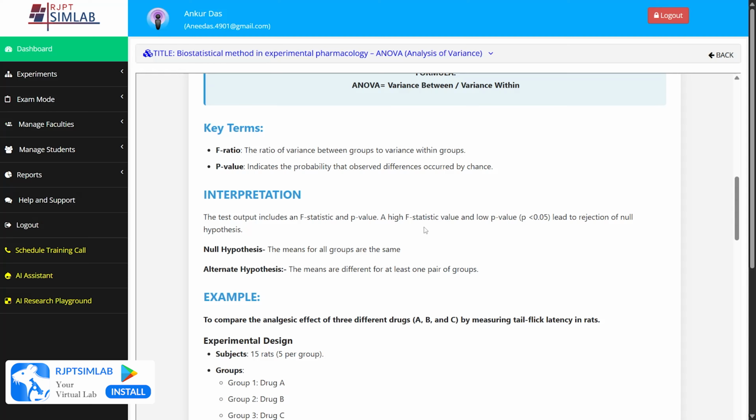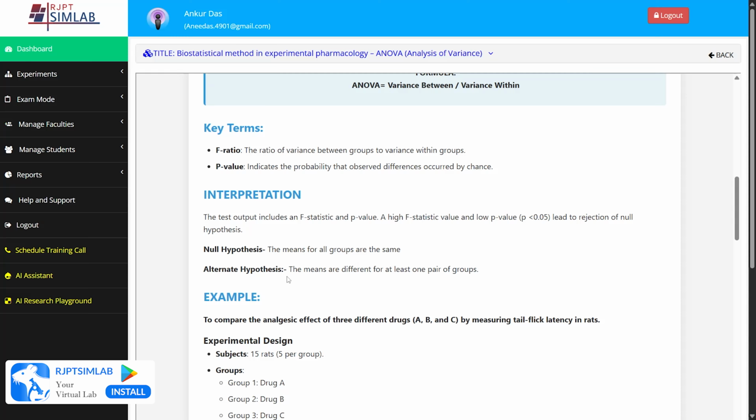What is the null hypothesis? The means of all groups are the same, which means we are comparing a number of groups and the mean of all the groups is the same. Rejecting the null hypothesis means the means of all groups will not be the same.